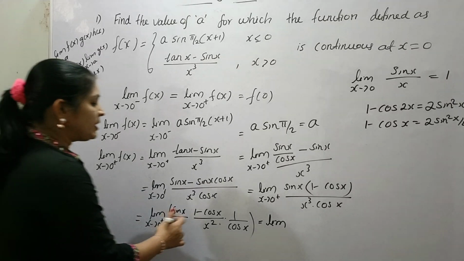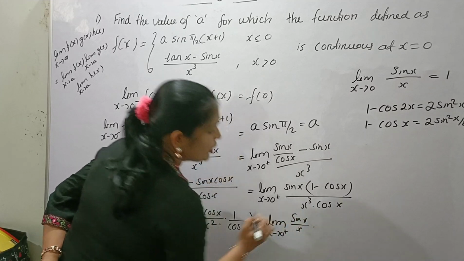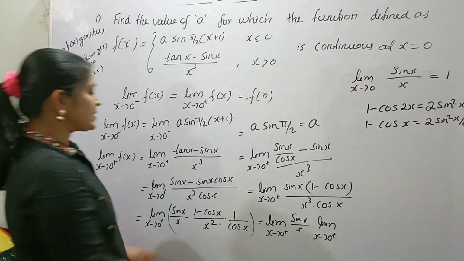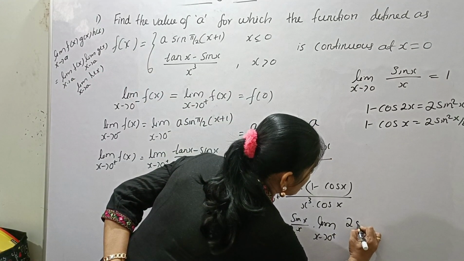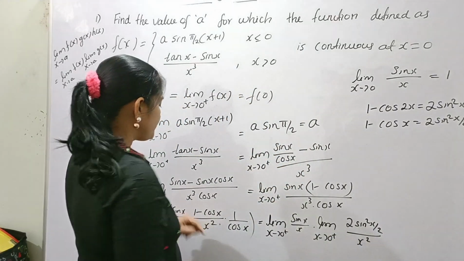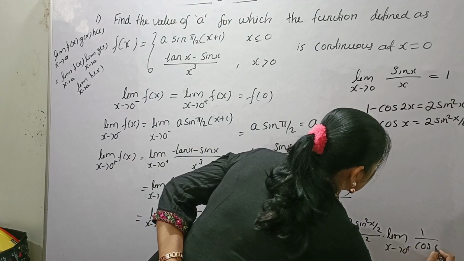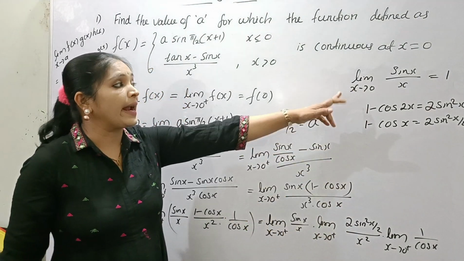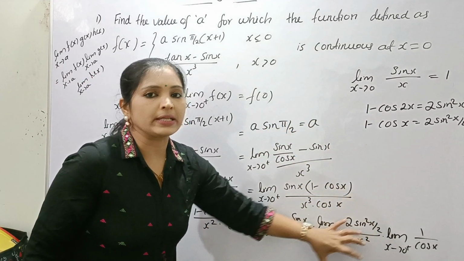Directly we can write limit x tends to 0 plus sin x divided by x into limit x tends to 0 plus 1 minus cos x can be written as 2 sine square x by 2, 2 sine square x by 2 divided by x square, into limit x tends to 0 plus 1 by cos x. Remember we have standard limit, limit x tends to 0, sin x by x is equal to 1. We have to make it in that form.